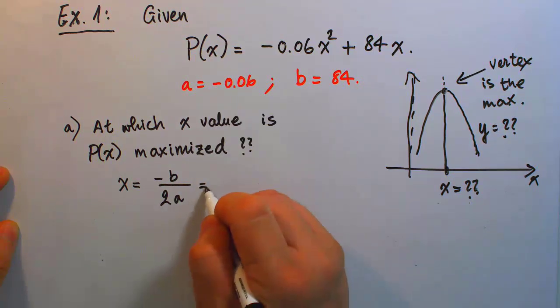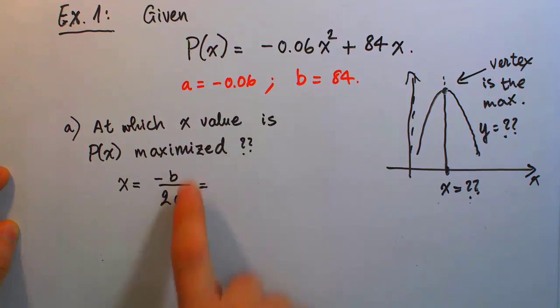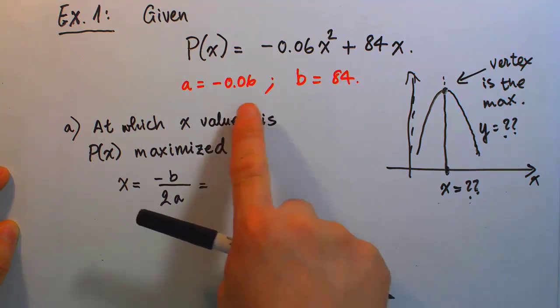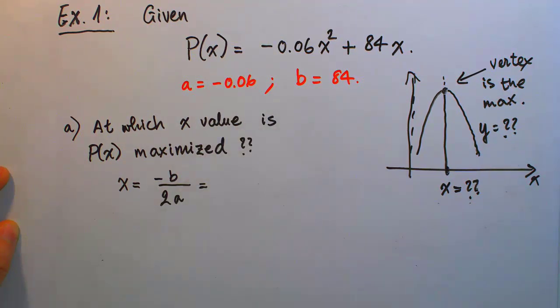And so all we do now is simply substitute in the values of b and a that we have already identified before we even started the question.